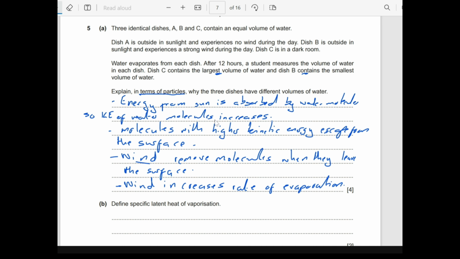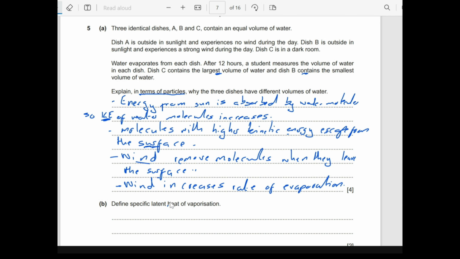Okay, so the keyword that was expected here is kinetic. What happens to the molecules when they are heated? They definitely gain kinetic energy, and when they have kinetic energy, they can now escape from the surface, due to the fact that the intermolecular forces are easy to break because there's now movement. Then, if there is wind, wind will quickly take away those molecules that would have evaporated on the surface of the water. That's why dish B was left with the least volume. Then of course wind increases the rate of evaporation.